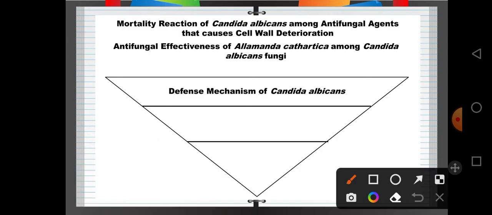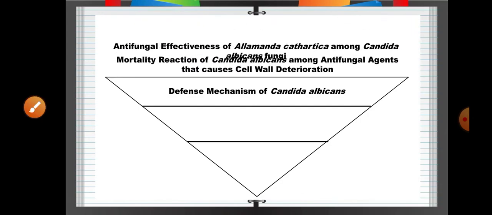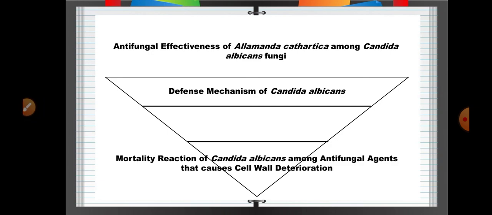So let's analyze the last two topics. Class, if you're looking for the most specific topic, try to consider two factors. The first one is if it only covers one area, and the second one is if it only covers a specific measurable variable. Among the two, class, which do you think is the narrowest? If you observe the first topic, it has a measurable variable known as mortality reaction. So therefore, class, our narrowest topic is this one, mortality reaction of Candida albicans.